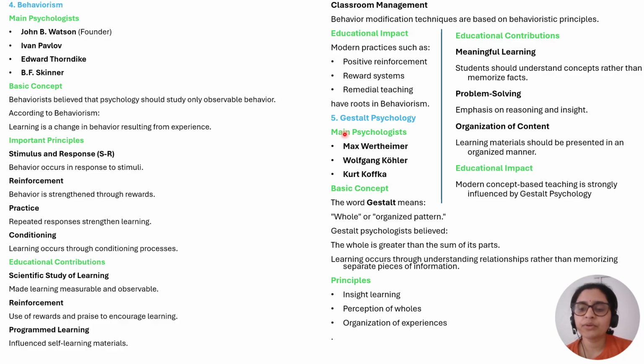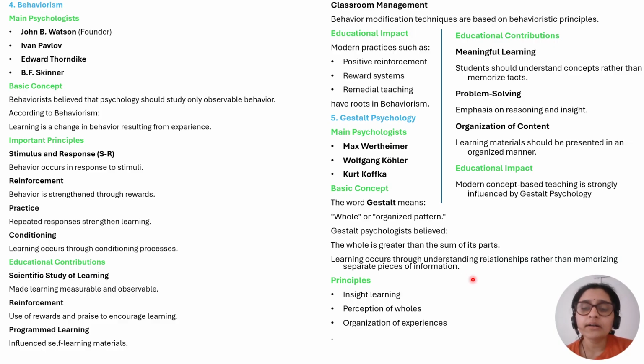Next, we come to Gestalt psychology. This evolved in Germany. These three are the scientists who are the pioneers of Gestalt psychology. All of them are Germans. So what does Gestalt mean? Gestalt means whole or an organized pattern. They believe that the whole is greater than the sum of its parts. That means rather than doing a work in parts, doing it completely will yield better results.